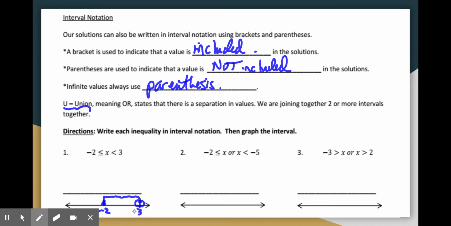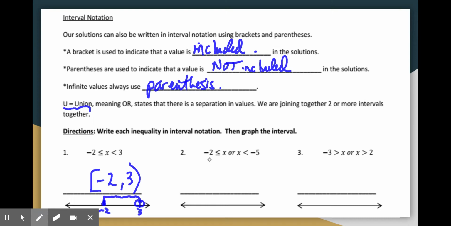So now to write this in interval notation, the solutions start at -2. They stop at 3. -2 gets a bracket because it's a closed circle. The 3 gets a parenthesis because it's an open circle. There's your solution in interval notation. That's it. You're all done. Okay? Let's look at the next one.